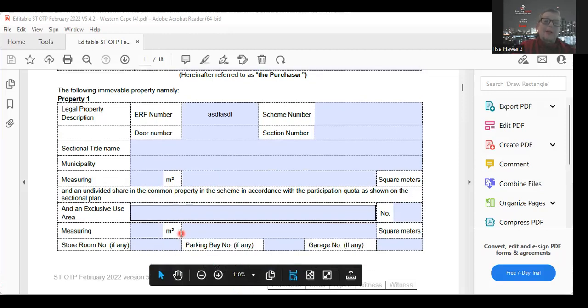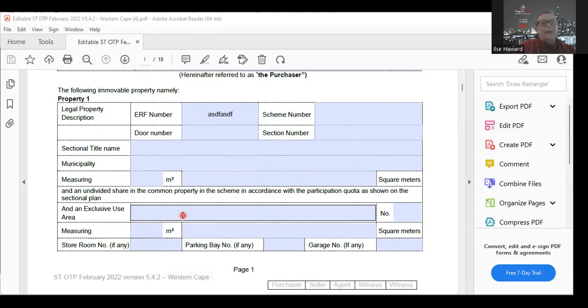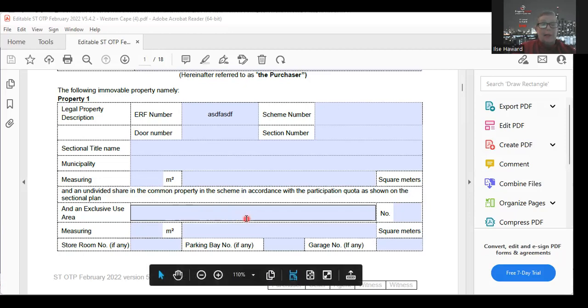This is the part that I spoke to you about, that's the exclusive use area. When you do your listing, if the owner doesn't know, you can either ask somebody to do a deed search for you, or you can leave it open and the attorneys will have a look at what the exclusive use areas are when they receive the offer to purchase.